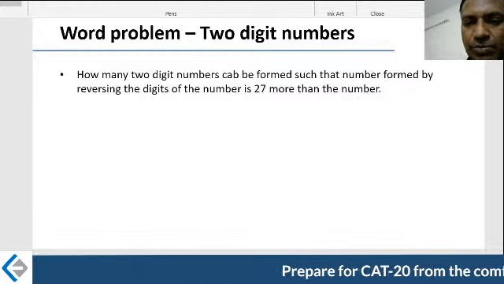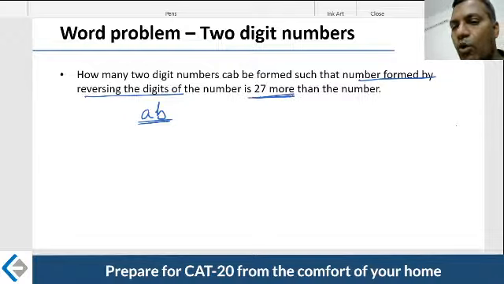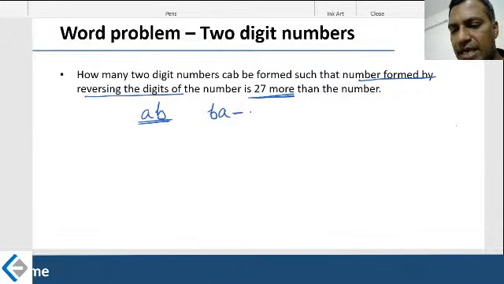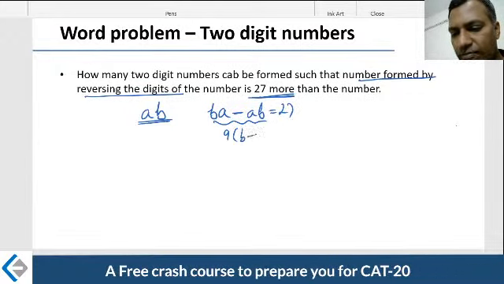Let me explain this question. Let the number be AB. The number formed by reversing its digits is 27 more. The author is trying to say that BA is the number formed by reversing its digits, and BA minus AB is going to be 27. What do you mean by BA minus AB? It is 9 times (B minus A), which is equal to 27. All this can happen in your mind. Therefore, the difference between the digits is 3.